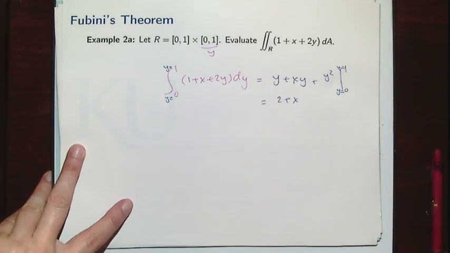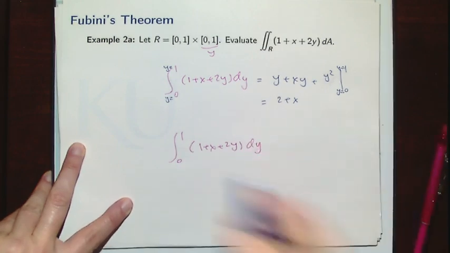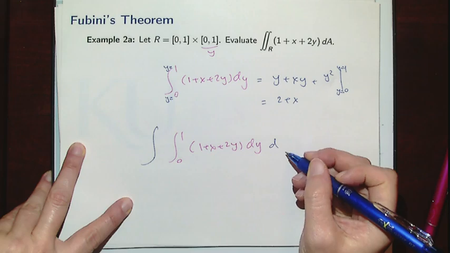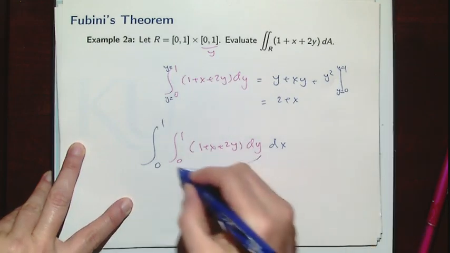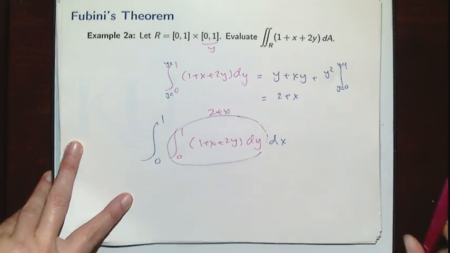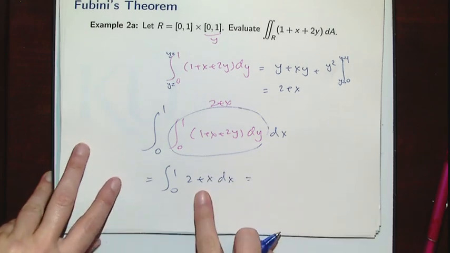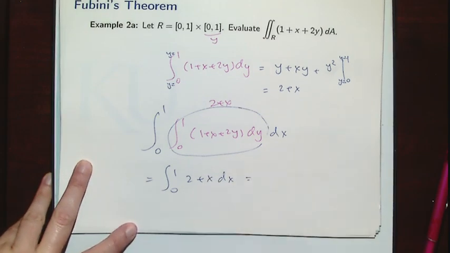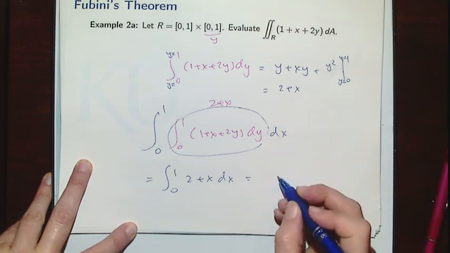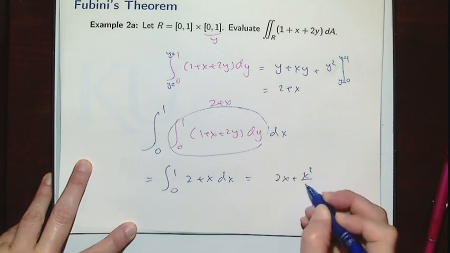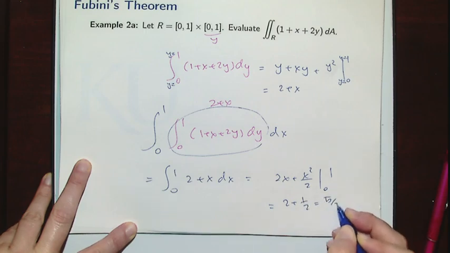Now, this is my inner integral. You compute it. Now I have an outer integral with respect to x. Goes from 0 to 1. And this was supposed to be what? 2 plus x. So for the outer one, I didn't have to worry about another variable. It was just x. For the inner one, I had to worry about another variable. So this becomes 2x plus, and I get what? 2 plus 1/2, which is 5/2.